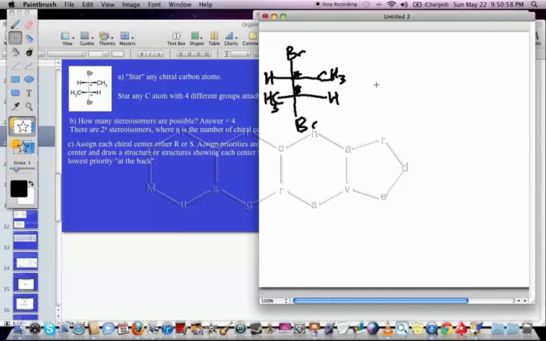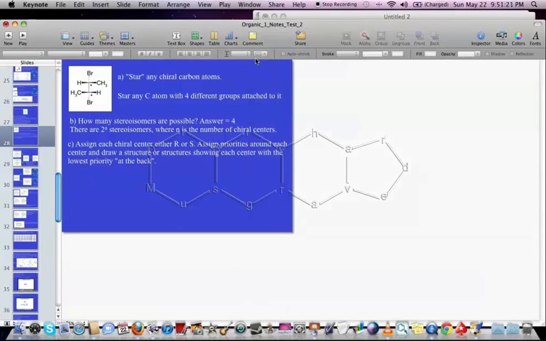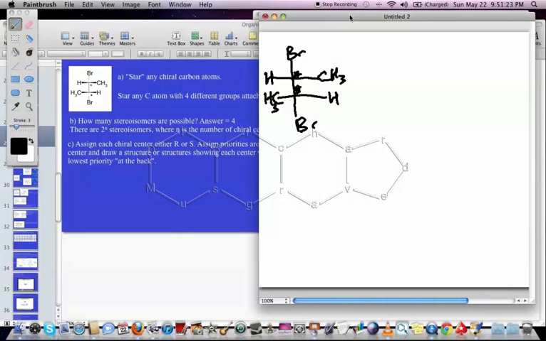So what I'll do is I'll get the lowest priority group into the back, and we'll handle each of these stereocenters one at a time. So we're going to handle the top one first. Right, this is the top stereocenter.